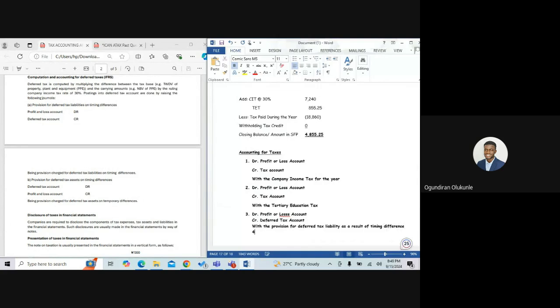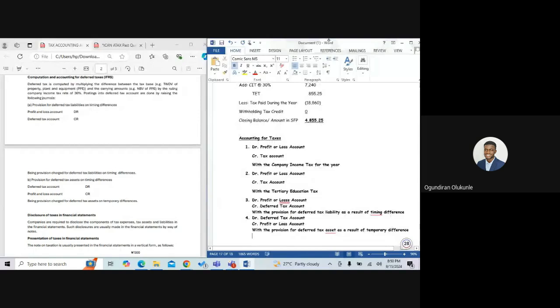Number 4 is that you debit the deferred tax account and credit your profit or loss account with the provision for deferred tax assets as a result of temporary difference, right?